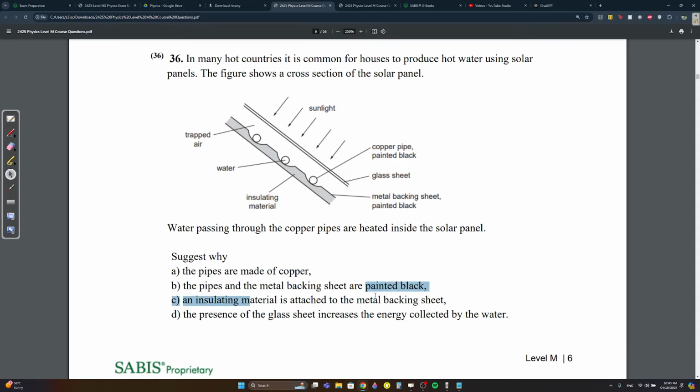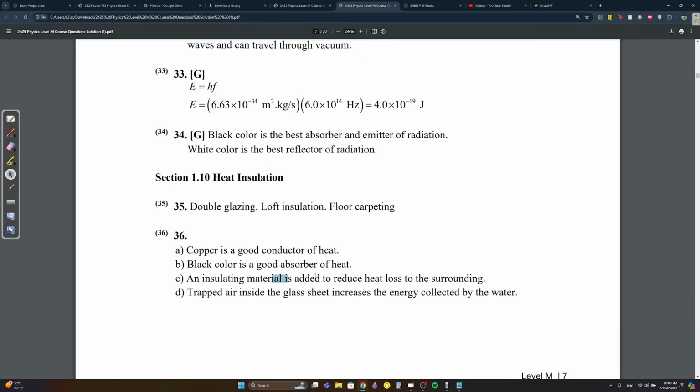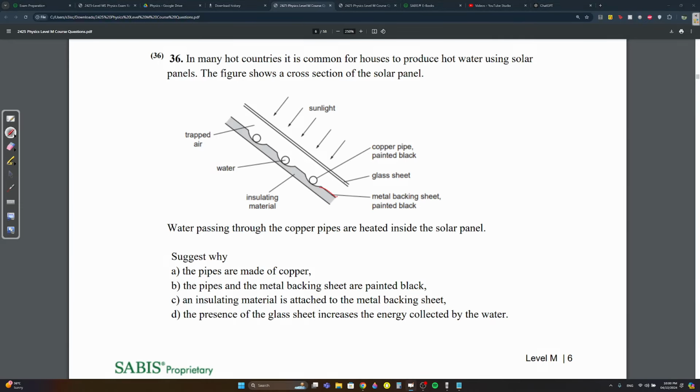An insulating material is attached to the metal backing sheet. So the heat doesn't escape, right? To reduce heat loss to the surrounding. Why do we put insulator? So all the heat gets concentrated here and doesn't escape outside, right?